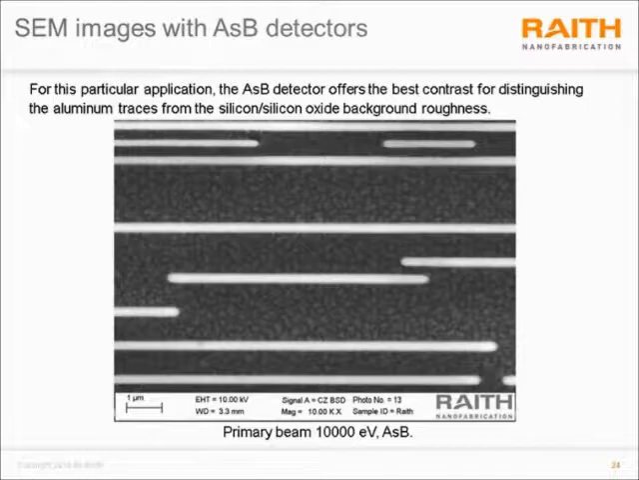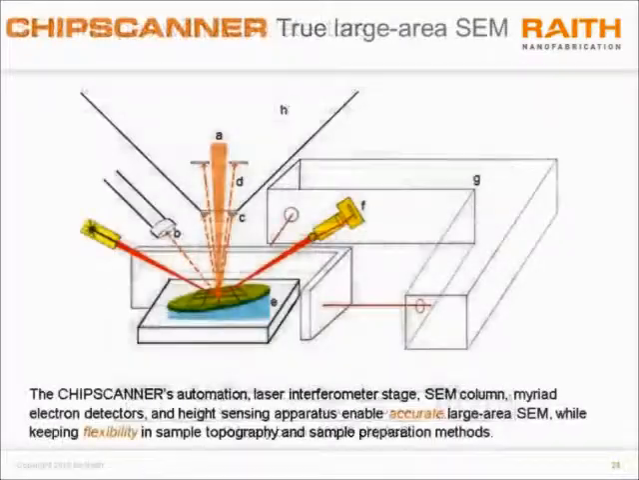And so it's very important to have a variety of electron detectors and primary landing energies. And as for any traditional scanning electron microscope, the chip scanner does have all of these detectors and primary beam landing energies. Okay. And that point is driven home again by this schematic showing the three different detectors that can be used in the chip scanner.